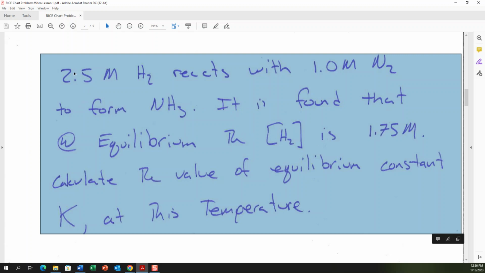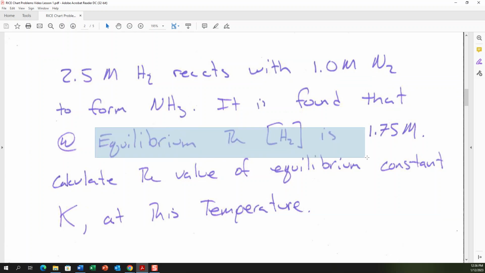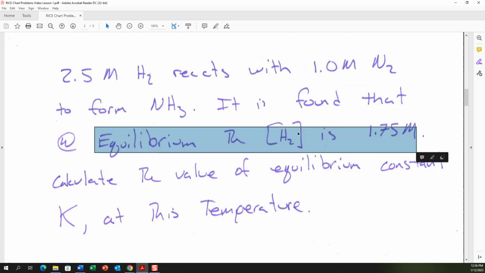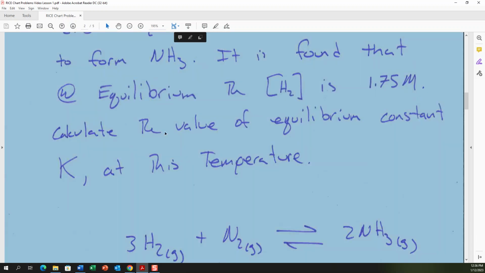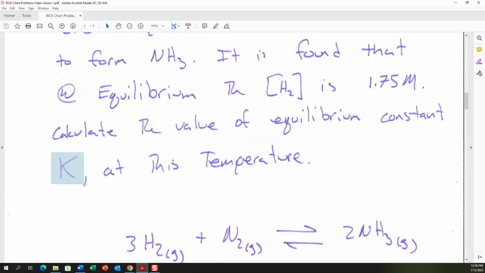So if we notice, we started with 2.5 molar H2 and it went down to 1.75 molar, okay? So notice we're given the initial amounts, 2.5, 1.0 for nitrogen, and 0 for ammonia. And we're given one of our final amounts, the equilibrium amount of H2. And from that, we're actually supposed to calculate the equilibrium constant K at this temperature, okay?